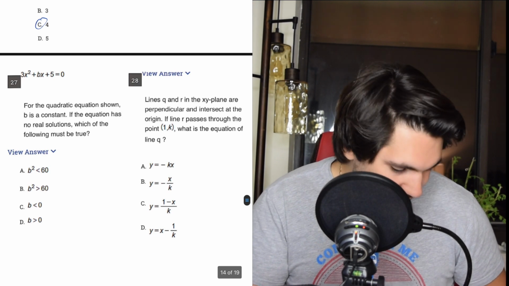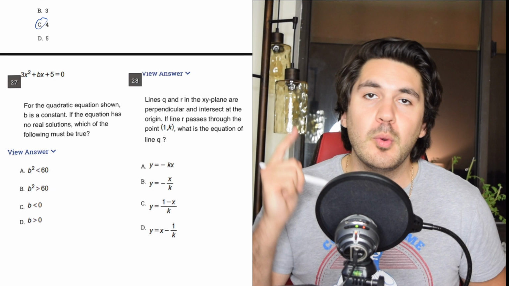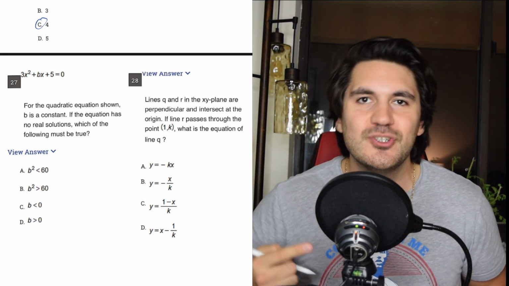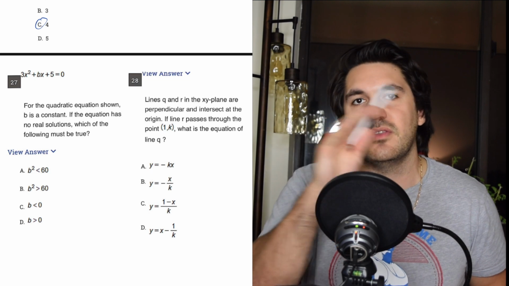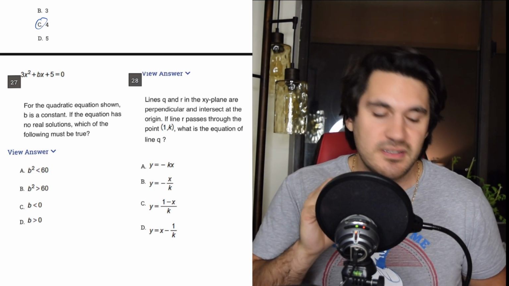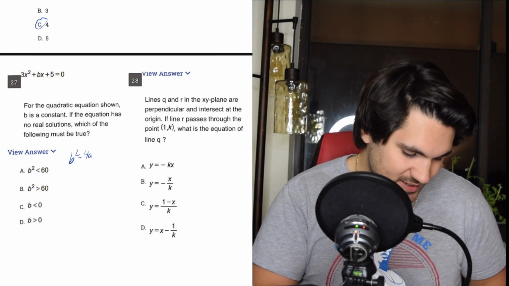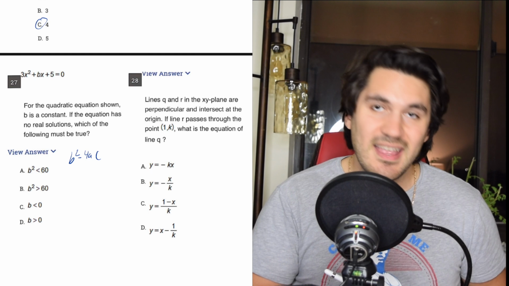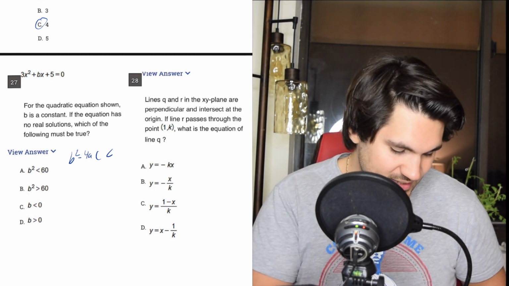27. No real solutions. Which of the following must be true? When they give you a quadratic and they talk about the number of real solutions, it's always talking about the discriminant. The discriminant is what's under the square root sign in the quadratic formula: b squared minus 4ac. They said it has no real solutions, which means that b squared minus 4ac has to be less than 0.